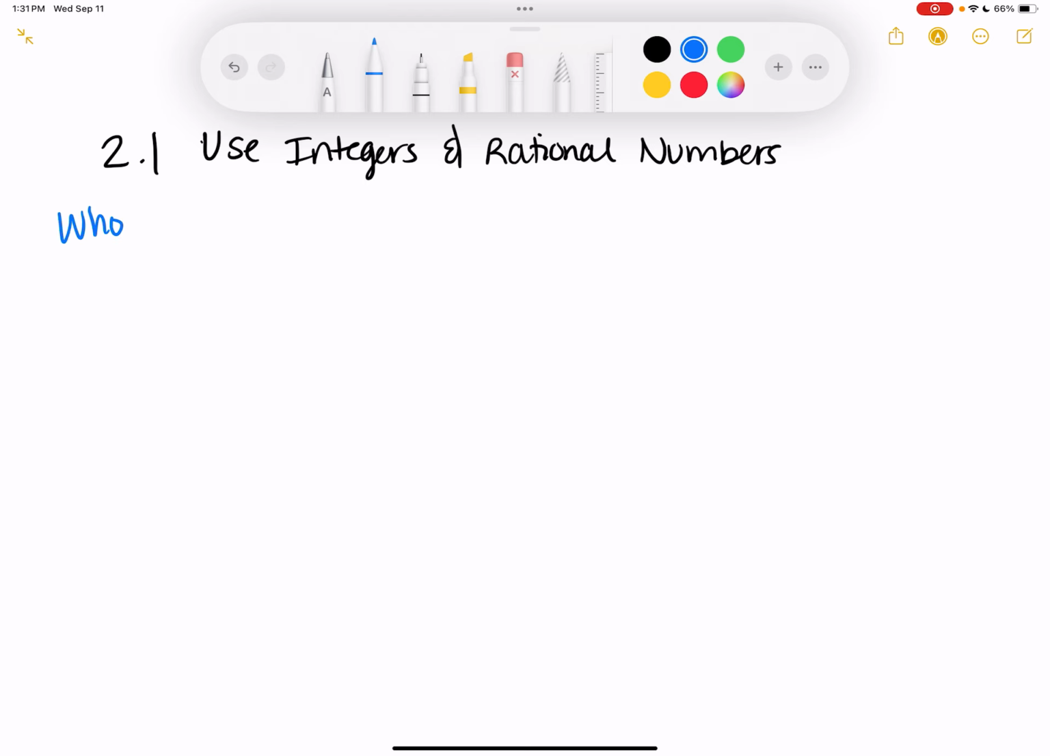Whole numbers are the numbers like 0, 1, 2, 3, and so on and so forth. If I do dot, dot, dot, that just means it keeps going in whatever direction the dots are.